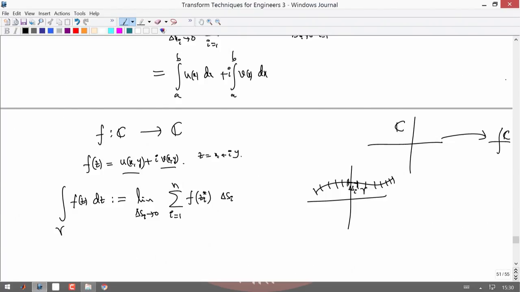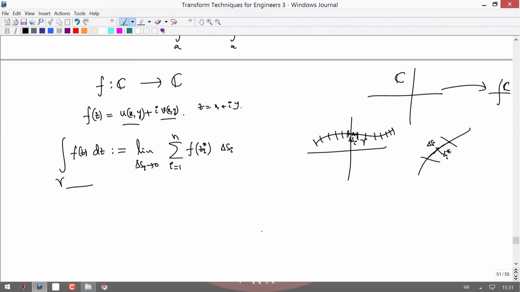So zi star belongs somewhere on this piece. If you have a curve and a piece here, at this point I am calling this zi star, and this length is delta si. When you choose delta si going to 0, you break the curve into pieces, pieces, pieces, and finally you add them up. That is exactly the definition of this integral.